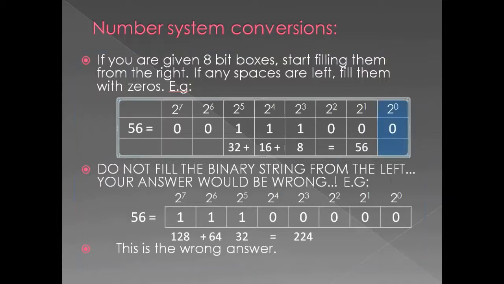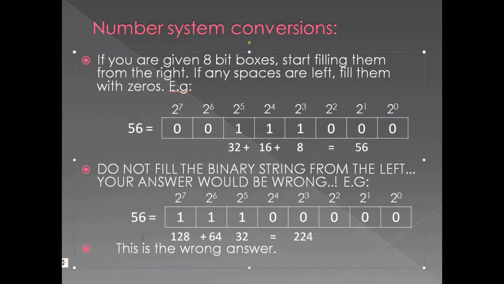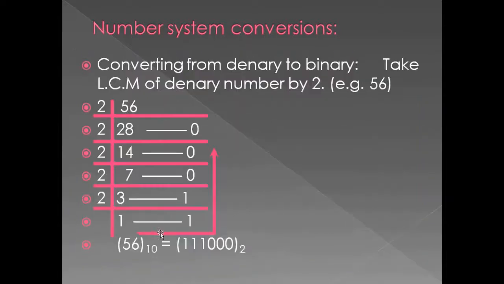How? See, I have solved this. This turns out to be 56, but if I solve this, this turns out to be 224, so your answer would be wrong. You are going to lose your marks. So please never fill the given grid for a binary or a register from the left hand side unless you have 8 digits. Unless you get your answer as 8 digits over here, then it's alright whichever way you fill the grid.